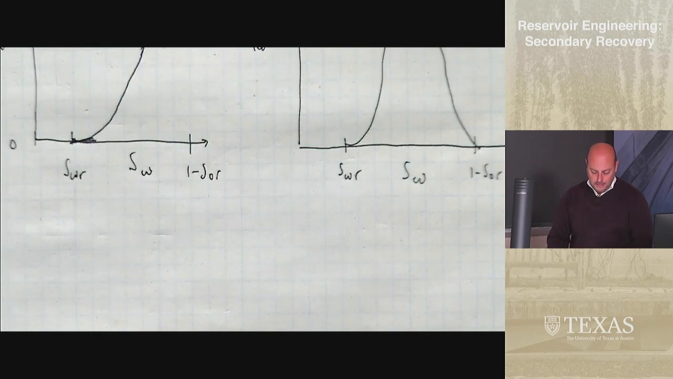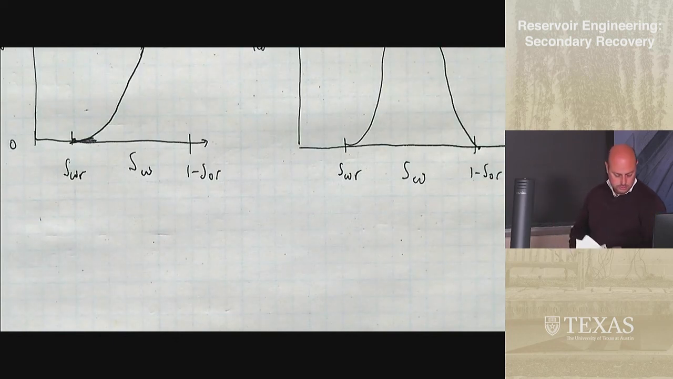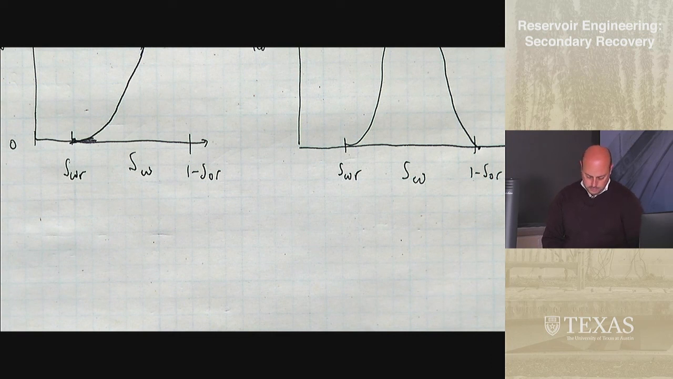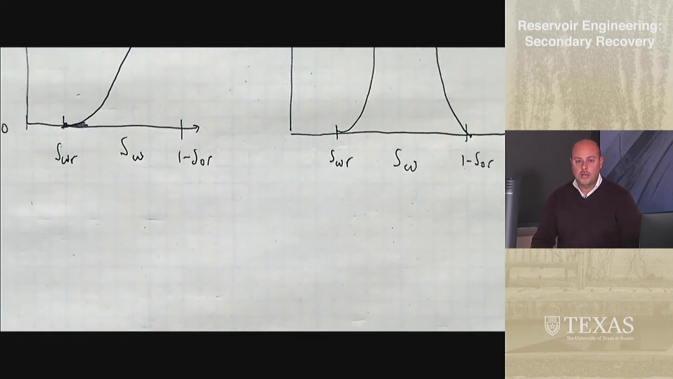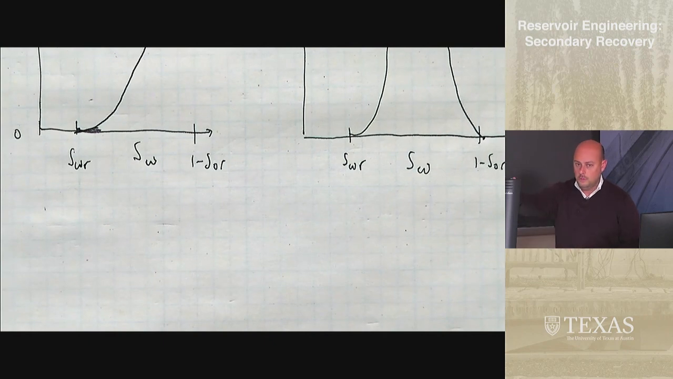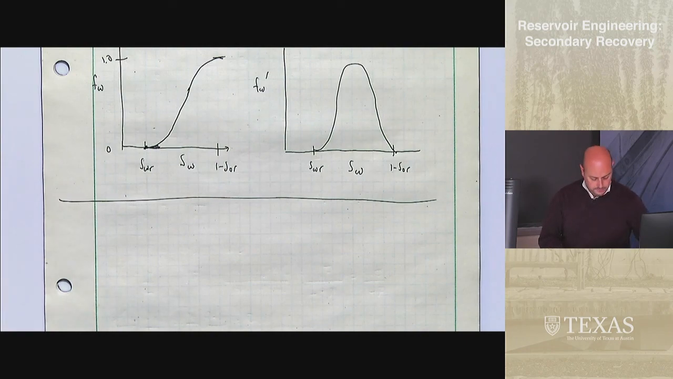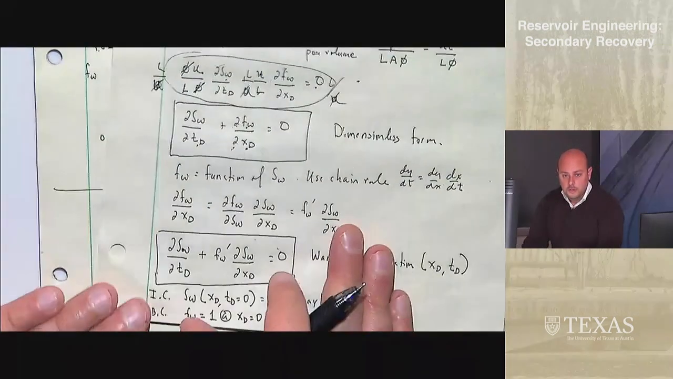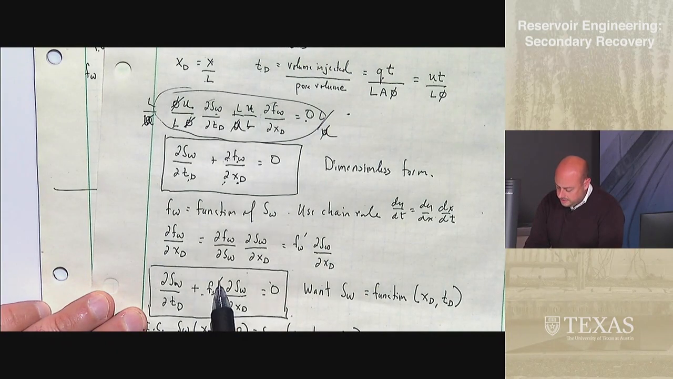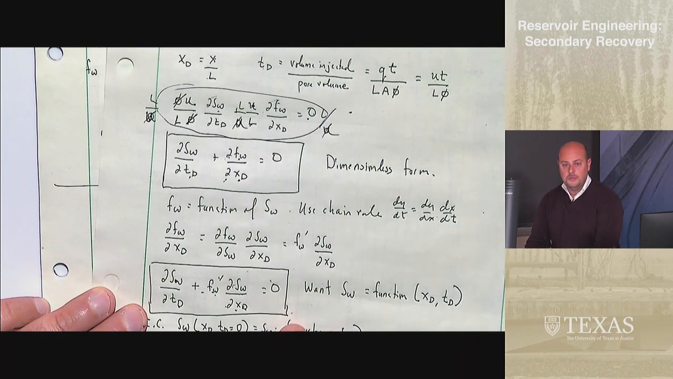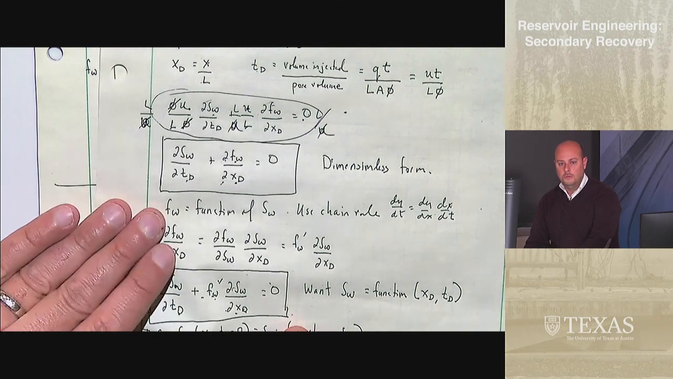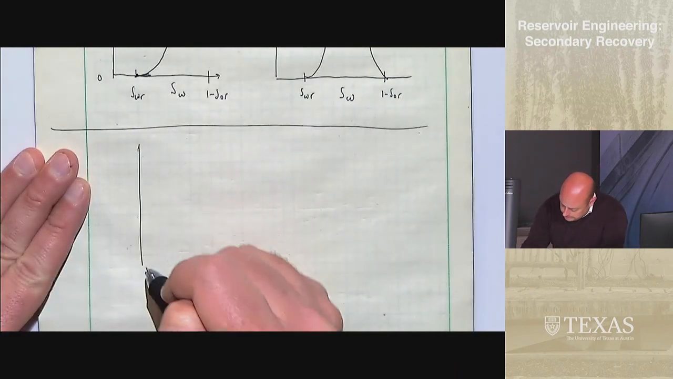Okay, I'm going to finish today's lecture with showing you what the solution looks like, and then we'll actually show what the actual equation solutions are next time. So if you were to solve this equation, dSw/dtD plus fw prime dfw/dxD is equal to 0, to get Sw as a function of xD and tD, you'll get a plot that looks like this.